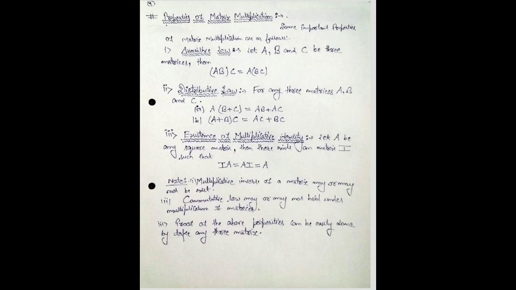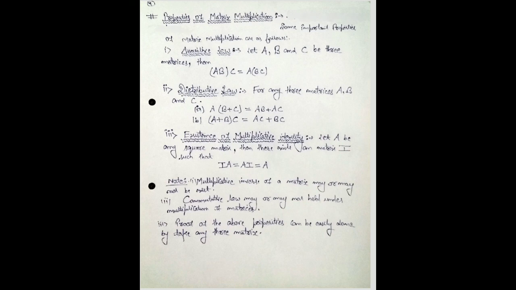Similar to addition, there are some properties of matrix multiplication. The first property is associative law under multiplication. This law states that if A, B and C are three matrices, then if we multiply matrix A with matrix B and then multiply with matrix C, or we first multiply matrix B with C and then multiply with A, the resulting matrix in both these cases will be the same.